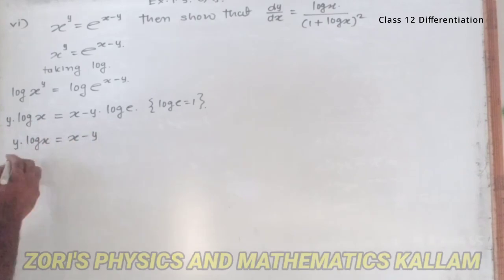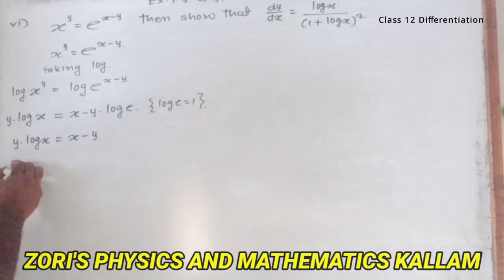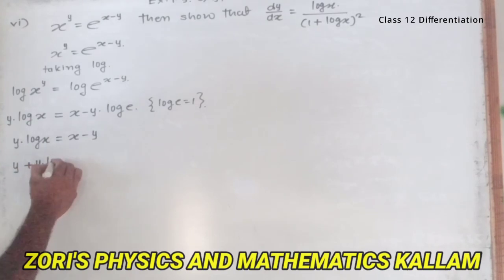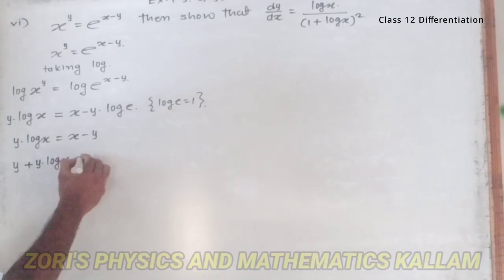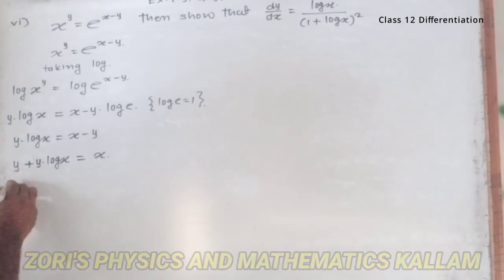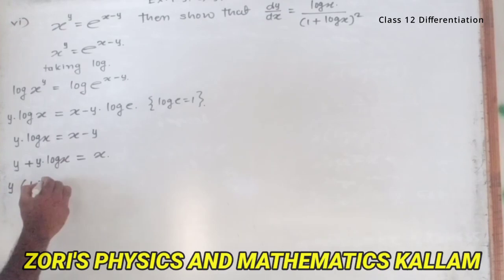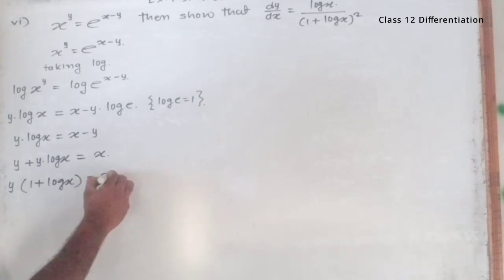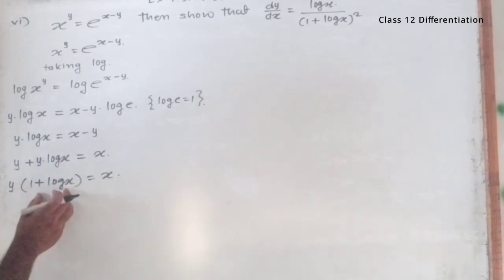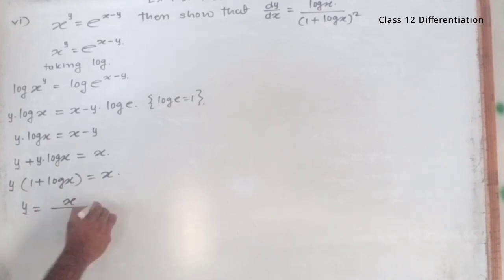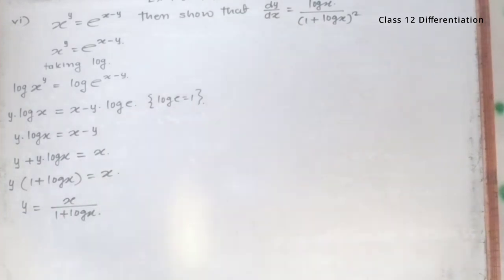Take this y to the left here. So we get y + y log x = x. Now take y common here. So y(1 + log x) = x. After this, take this part to the denominator. So we get y = x / (1 + log x).